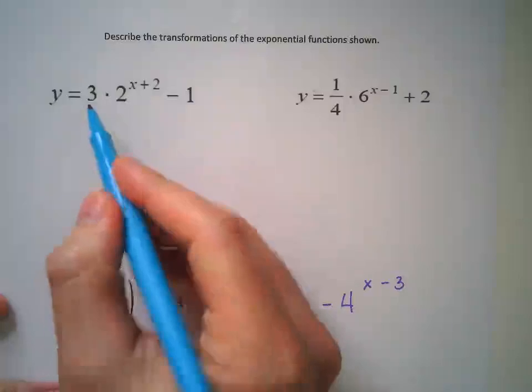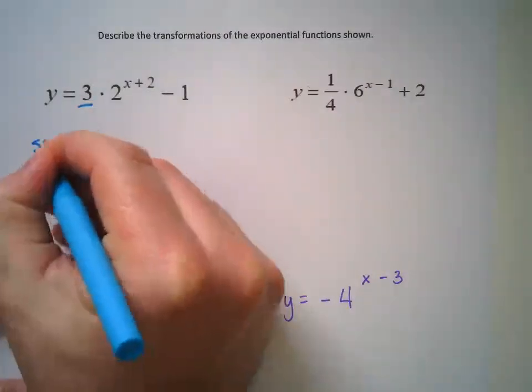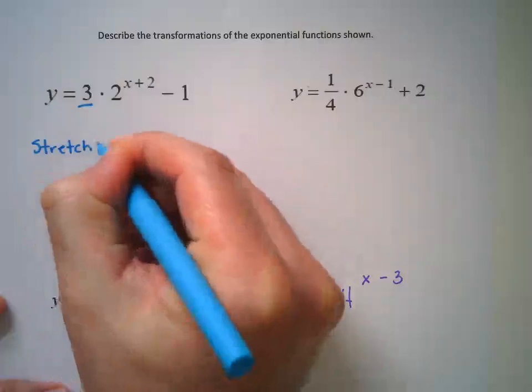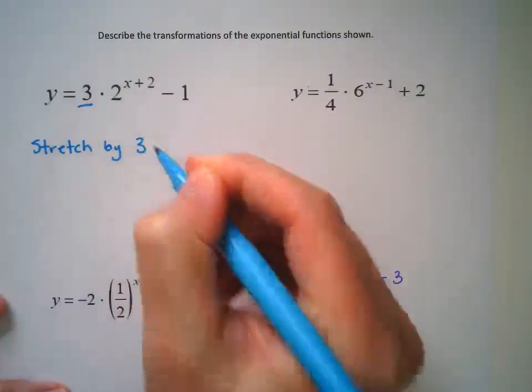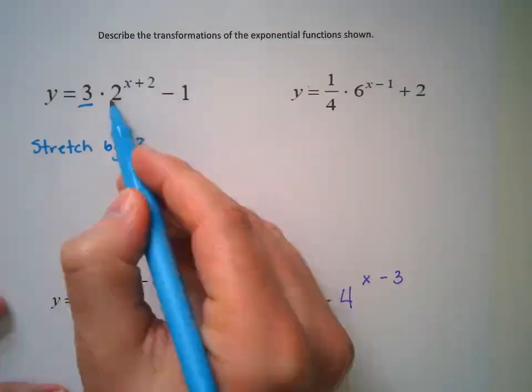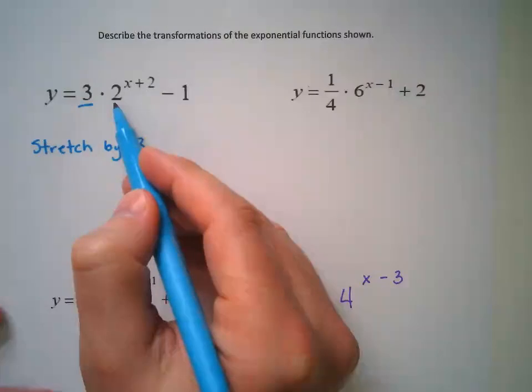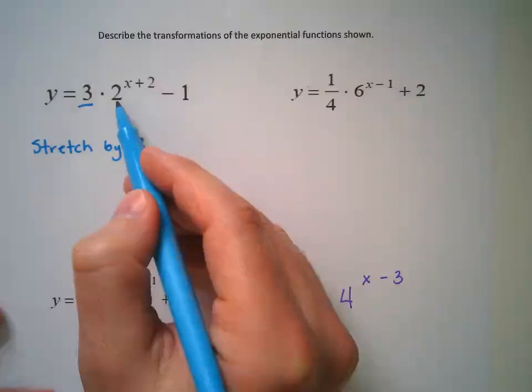So this first number, this 3 right here, because it's a positive, there's no reflection. But that 3 means you're going to stretch by 3. The number that has the exponent, see how this 2 here? This 2 doesn't mean anything, so you don't really have to look at it very much for the transformation side of things. We may discuss that later because it tells you whether or not it's a growth or decay. But when it comes to describing the transformations, we don't have to worry about the number that has the exponent.